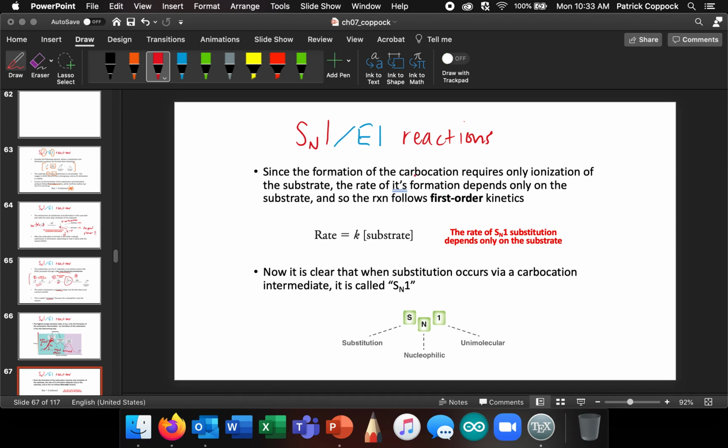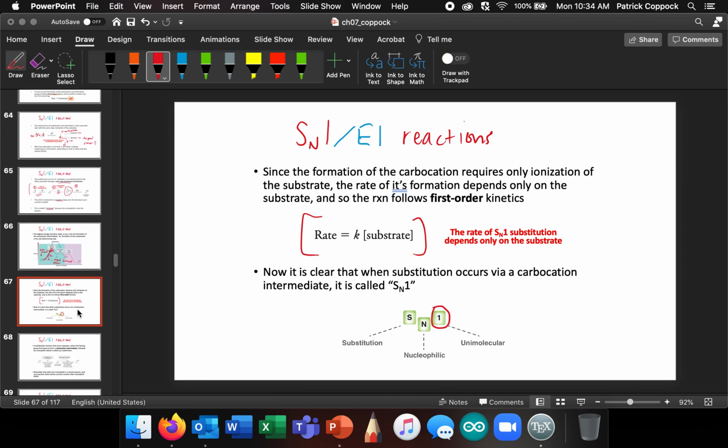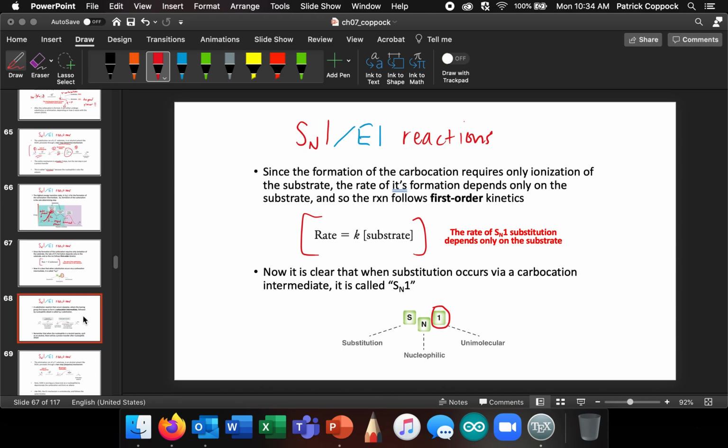Okay, since the formation of the carbocation requires only ionization of the substrate, the rate of its formation depends on the substrate. Yeah, the rate of the whole thing depends on the substrate because this is the slow step. So it's first order kinetics, right? And therefore we call this SN1 because it depends on the concentration of only one thing. That is the substrate. All right.